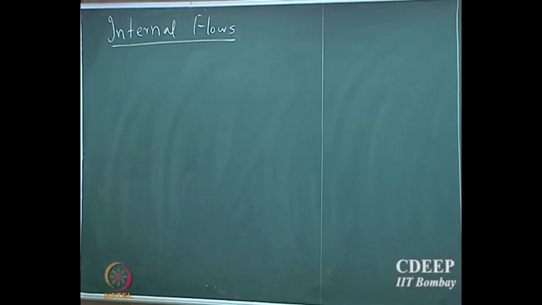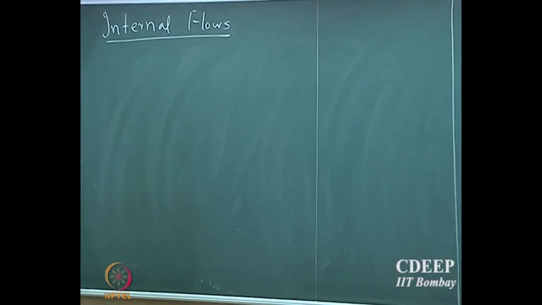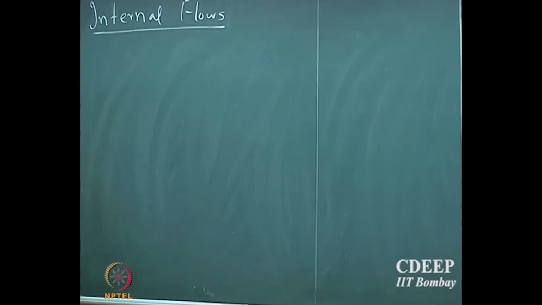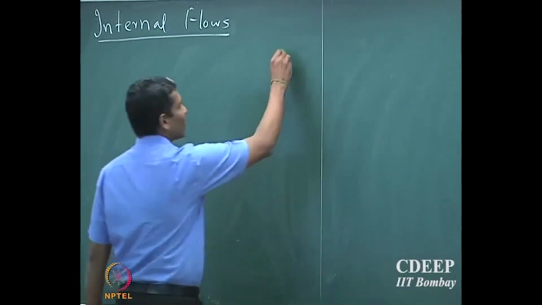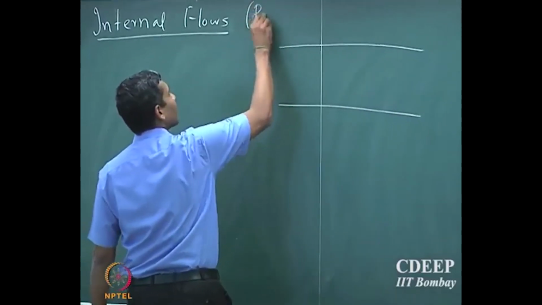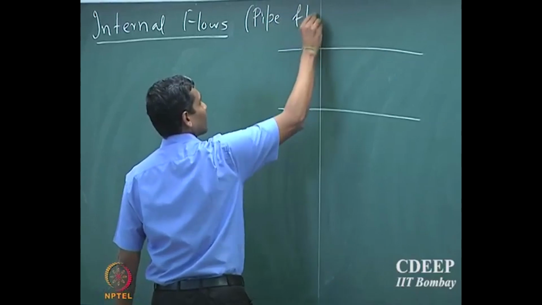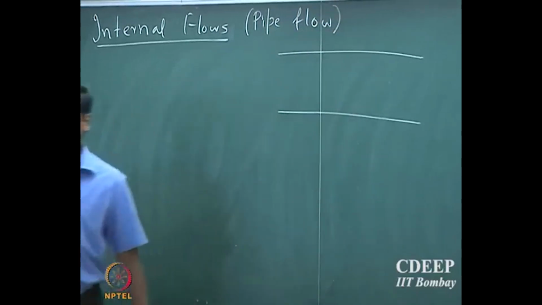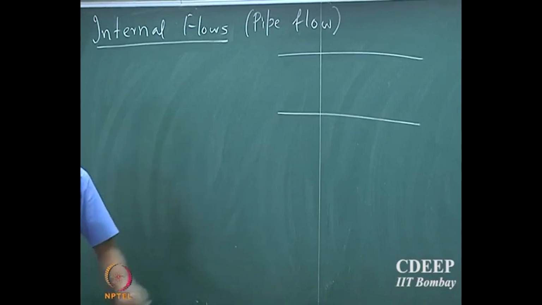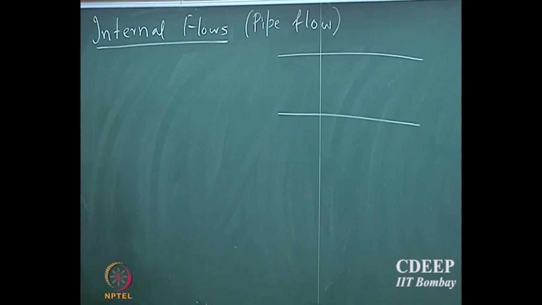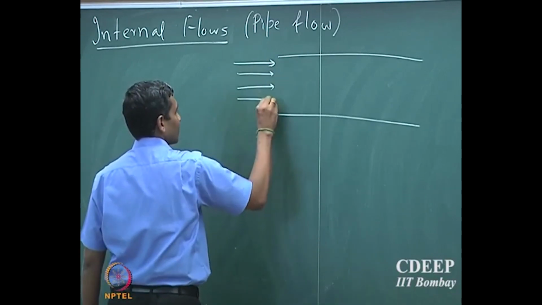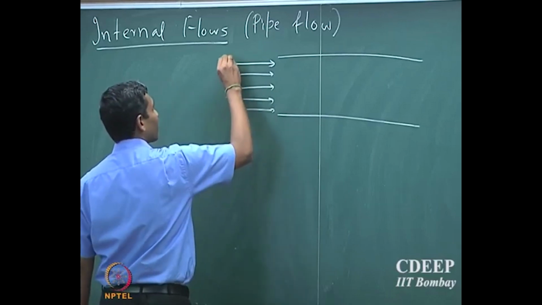Alright, so we will switch gears today and move into the next chapter. This is internal flows. We will predominantly look at pipe flow, and look at heat transport and mass transport during pipe flow. Suppose we consider a tube, and we have a fluid which is flowing through this tube.